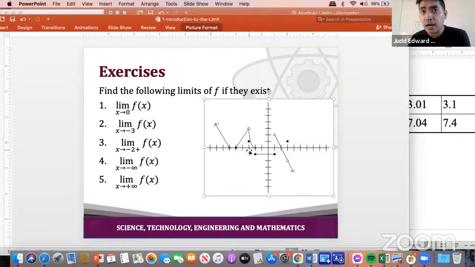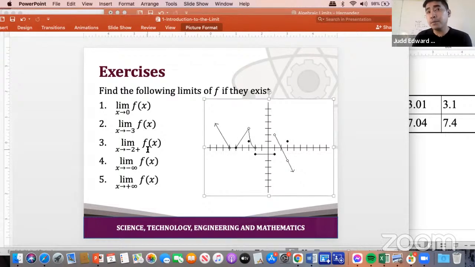Therefore, pag tinanong ka, the limit of f of x as x approaches -3, dire-diretsuhin mo. Okay, saan siya natapos? Therefore, the answer would be, saan siya natapos? +3 po. Okay, therefore, the limit of f of x as x approaches -3 is +3.